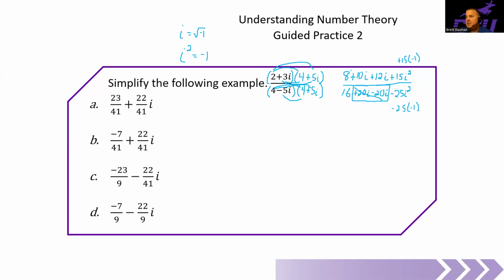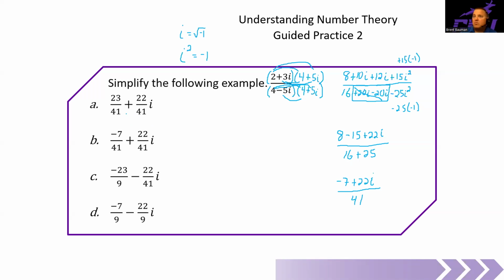So when we combine these, we have 8, go the long way, minus 15. And then we can add these 10i and the 12i to give us plus 22i. On the bottom, we end up with 16 plus 25. So if I subtract these, I get -7 plus 22i over 41.